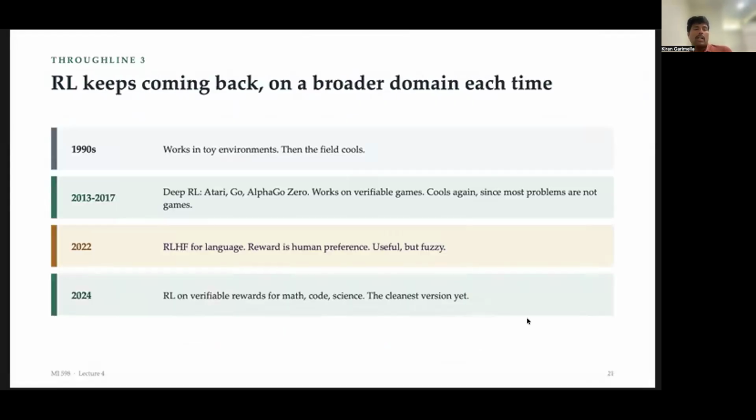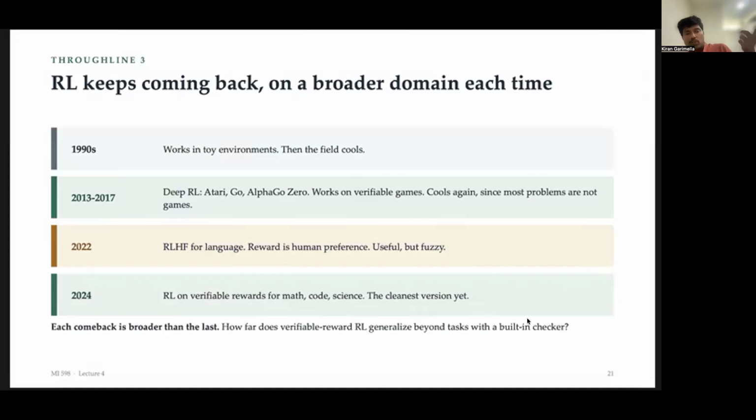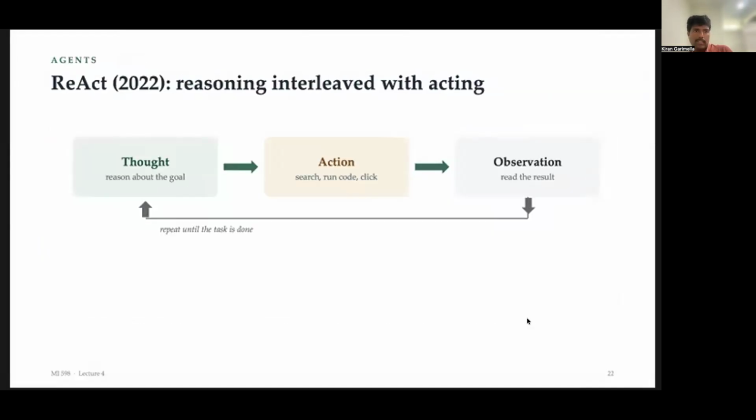And then, okay, so this is the history of reinforcement learning. Again, it started in the 90s. Then in the 2010s, there were Atari games, AlphaGo Zero, and so on. They worked on these verifiable games. Then 2022, RLHF for language, and then 2024 until now is RL on verifiable rewards. And as we saw last week, this is one of the key breakthroughs that enables the current generation of chatbots that we use. Each comeback is much broader and much more powerful and capable than the last, right?